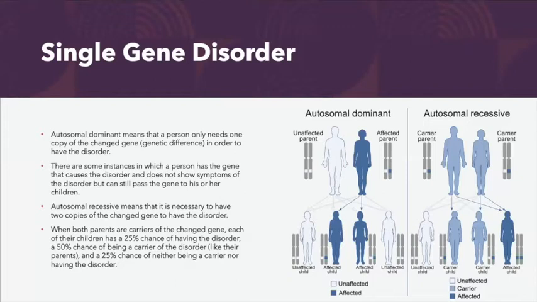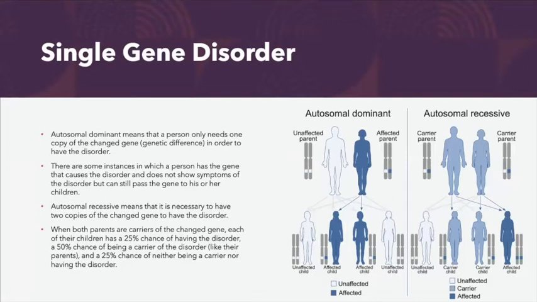Autosomal dominant means that a person only needs one copy of the changed gene in order to have this disorder. Usually the changed gene is inherited from a parent who also has the disorder, and every generation in the family may have members with the disorder. A person who carries a gene for an autosomal dominant disorder has a 50% chance of passing the gene to each child.